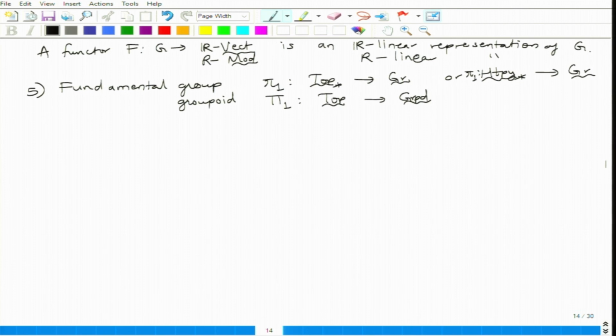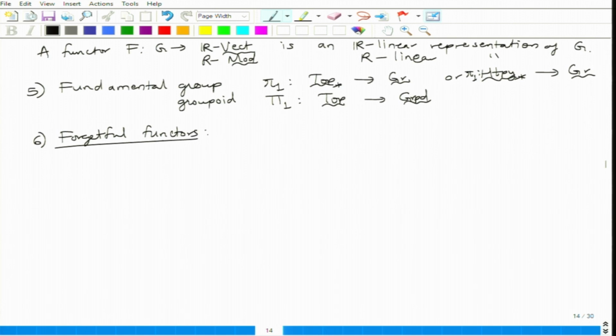Yes, any other examples of functors that you can think of? Forgetful functor, like from an algebra to a vector space. Forgetful functor, okay, good. So, okay, forgetful functor, what does it forget really? Any structure which we want. Any structure that we want, okay.